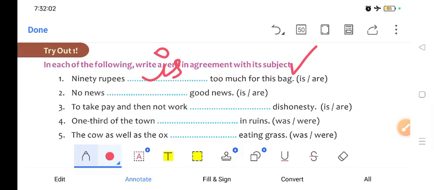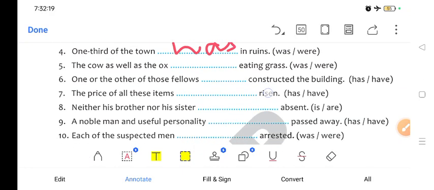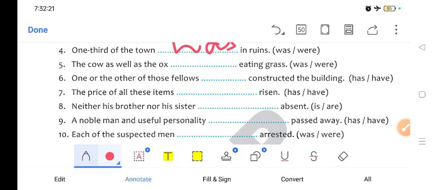Next, no news is good news, because news is an uncountable noun. To take pay and then not work is dishonesty. So we'll put here "is". One-third of the town was in ruins. The crow as well as the ox was eating grass, because they are joined by "as well as". So we will use the verb according to the first word, not the second.